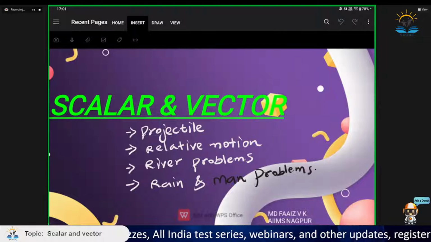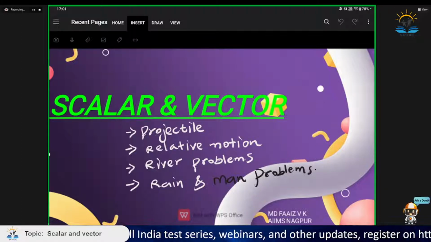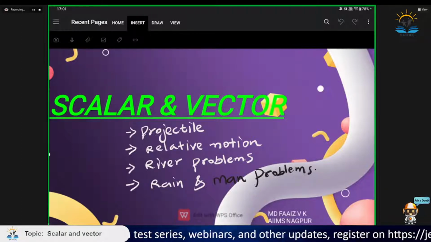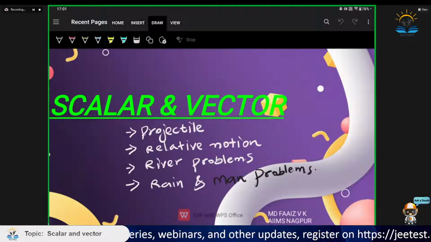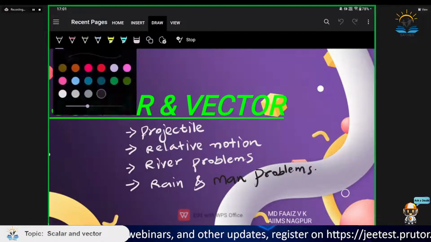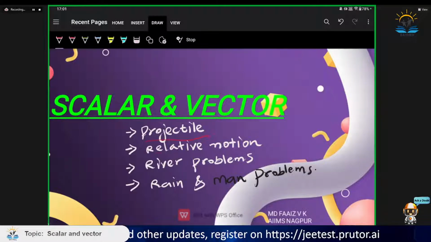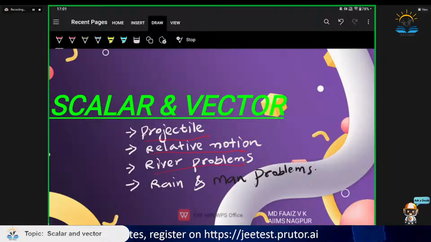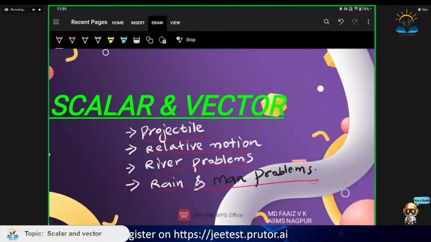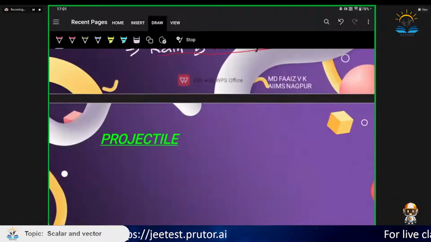Okay, so from this chapter, we will discuss projectile and the previous year questions, then relative motion, then river problems, and last rain and man problems. Okay, so let me directly get into projectile motion.